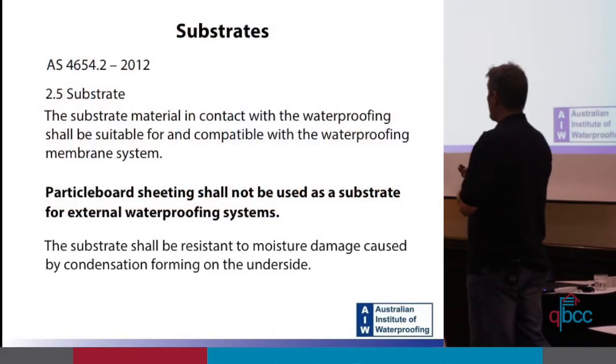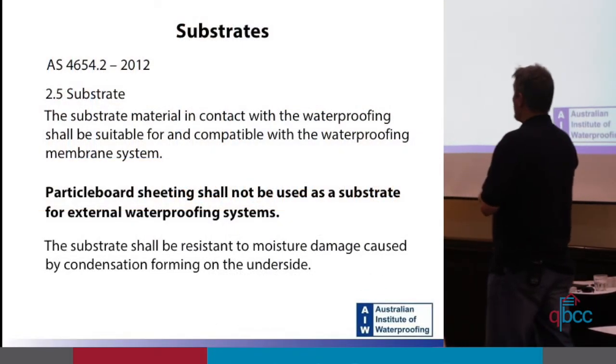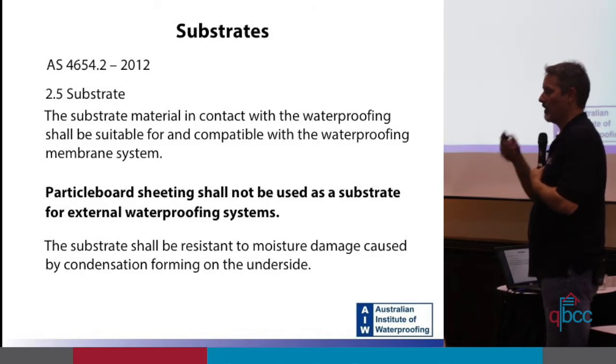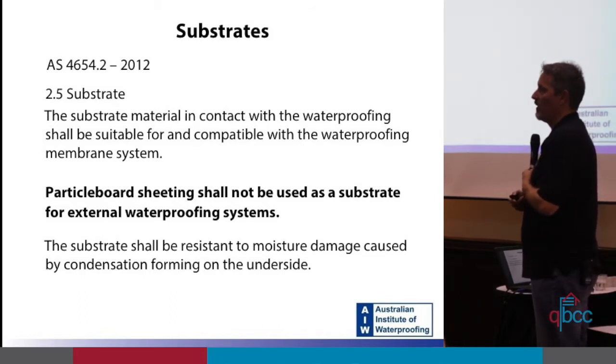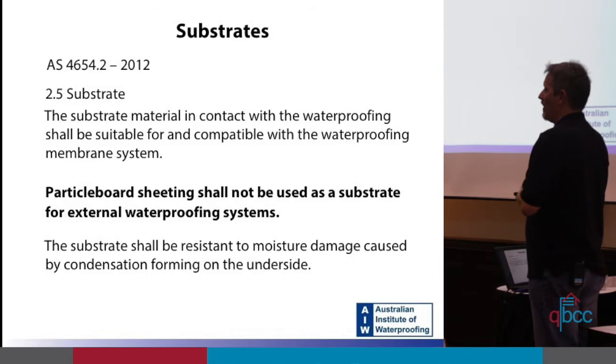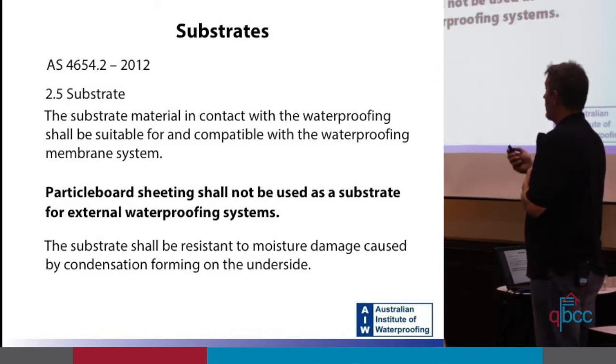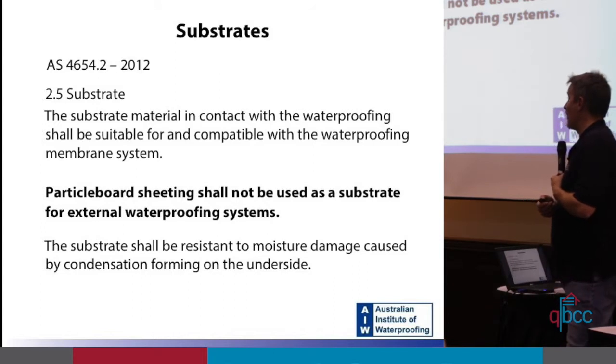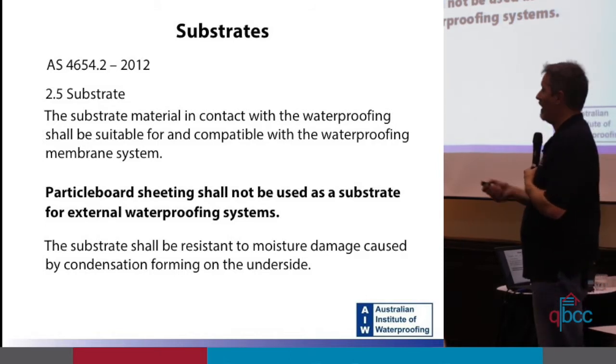So a little bit more about substrates while we're there. Substrate material in contact with a waterproofing system shall be suitable for and compatible with the waterproofing membrane system. Right, so substrate has to be suitable for external use and compatible with the membrane. Therefore, it says particle board sheeting shall not be used as a substrate for external waterproofing systems. Right, so particle board can't be used externally.